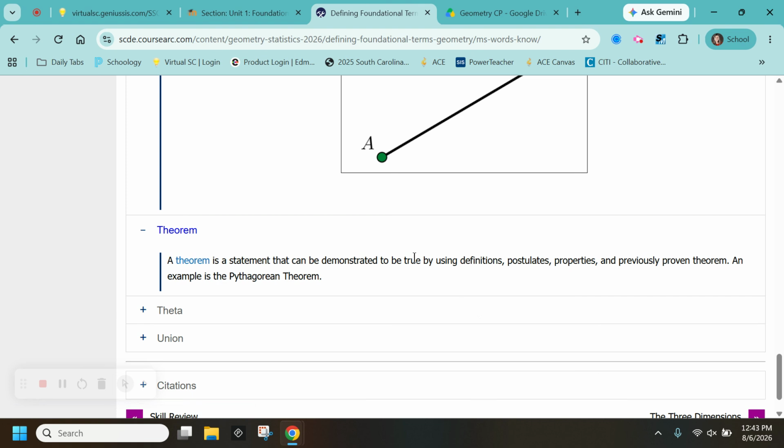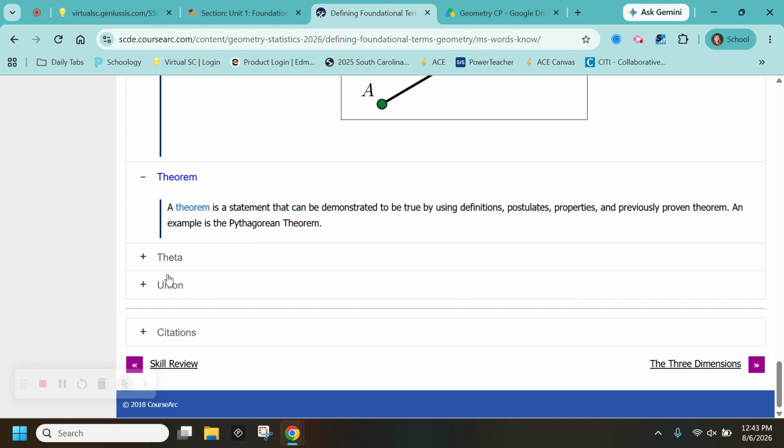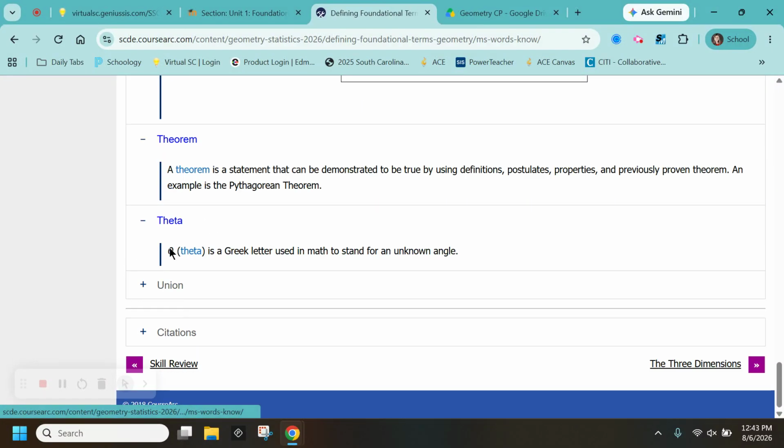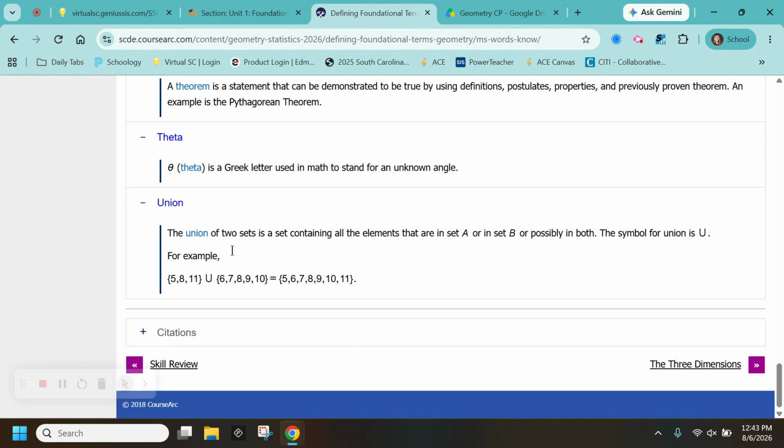A theorem is a statement that can be demonstrated to be true by using definitions, postulates, and properties in a previously proven theorem. Theta is a Greek letter used in math to stand in for an unknown angle. And then lastly, we have union. The union of two sets contains all the elements that are in set A or in set B or possibly both. The symbol for union looks like a U.